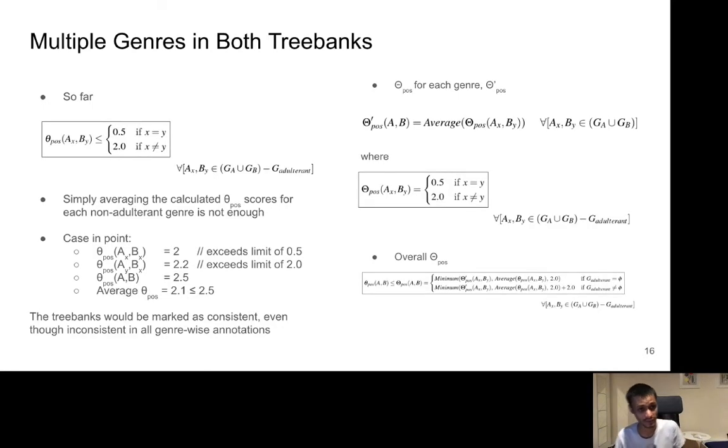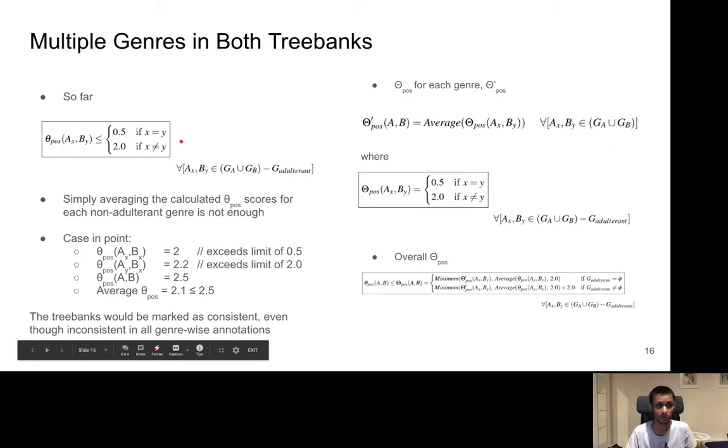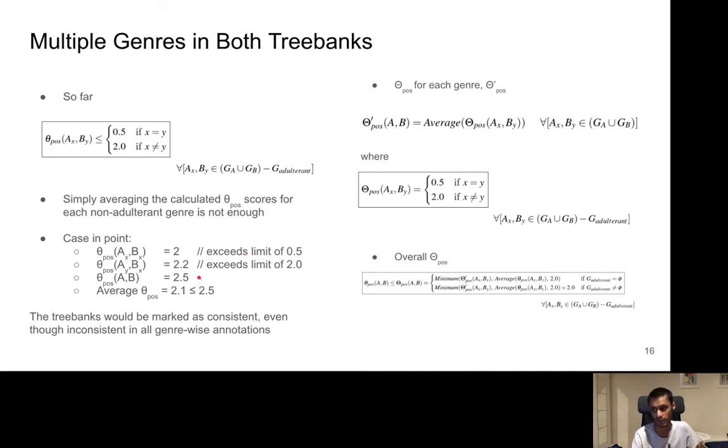We have so far studied the effect of when genres are the same and when genres are different. So we have the theta POS of AX and BY as 0.5 or 2.0. We can average the scores, but it's not always useful. Let's assume a case where AX and BX is 2, AY and BX is 2.2. Both are upper limits, by the way, and the calculated theta POS of the Treebanks is 2.5. Now the average would be 2.1, which is less than 2.5. So the average of 2 and 2.2 would be 2.1, which is less than 2.5.